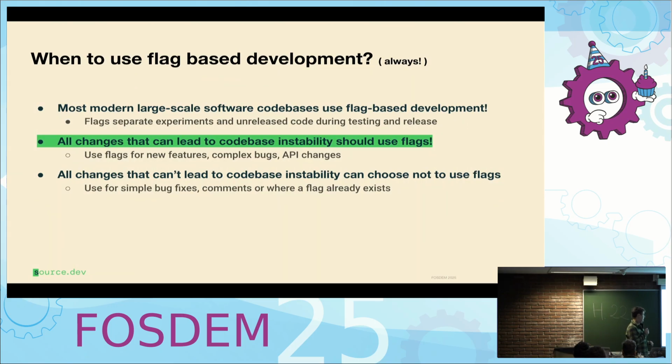So you should use a flag wherever your change might lead to code base instability, and that most likely is for everything. So all major features need to be behind this. Complex bugs, API changes, behavior changes need to be behind flags. The place you would not use flags would probably be comments, small changes, or where the flag already exists. And I think this requires a lot of change in the engineering mindset. It's probably better to start from a place where you add flags everywhere rather than not add flags everywhere.